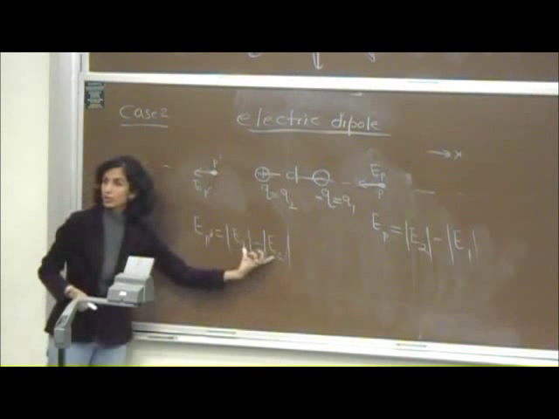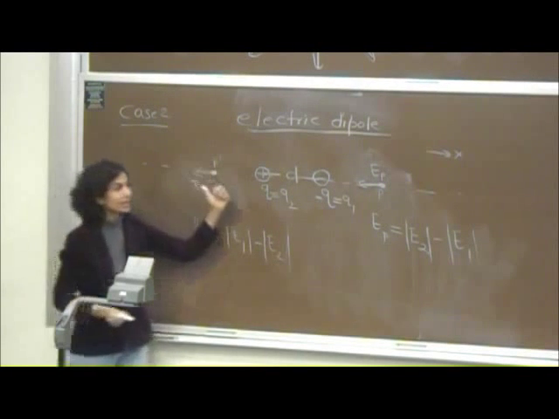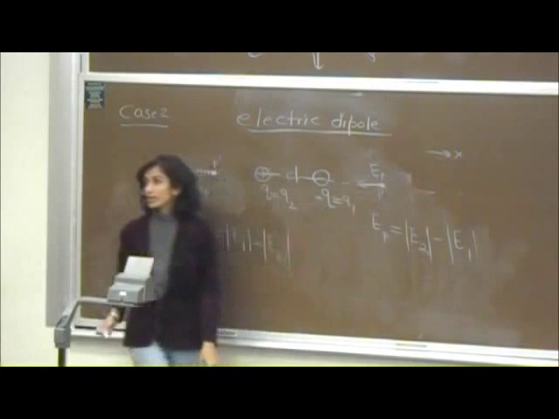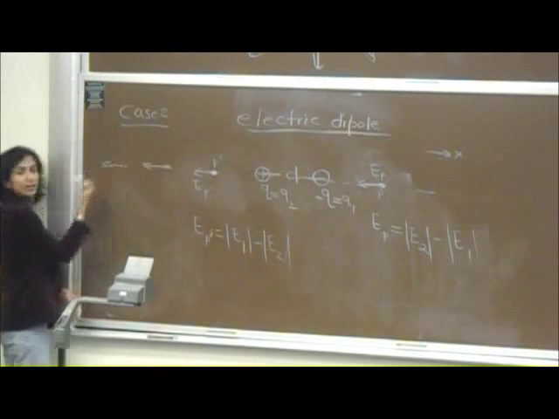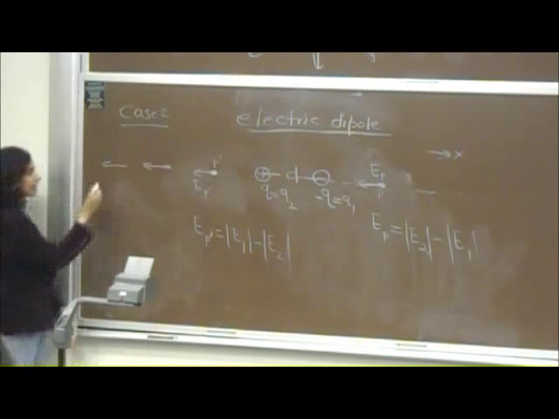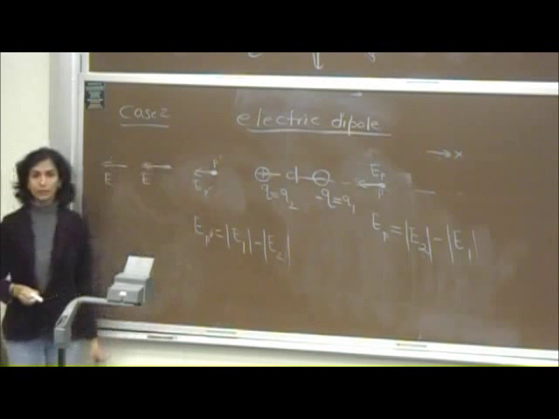Is everybody seeing this is going to turn out to be negative? And if this turns out to be negative, that means it's this way, in the negative x direction. I chose this to be positive. And that will be the case for any point. If you ask me here, etc. Everywhere the net electric field will be pointing this way.